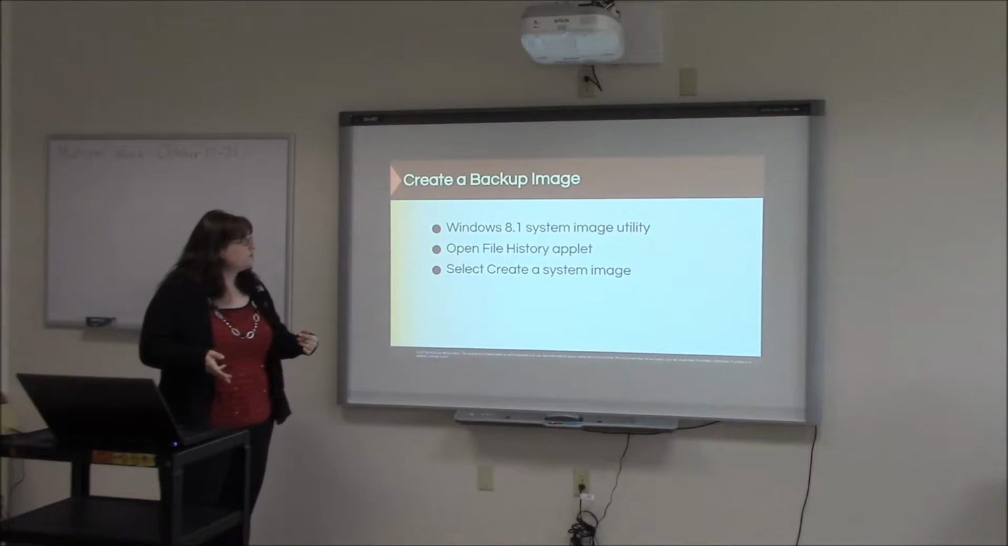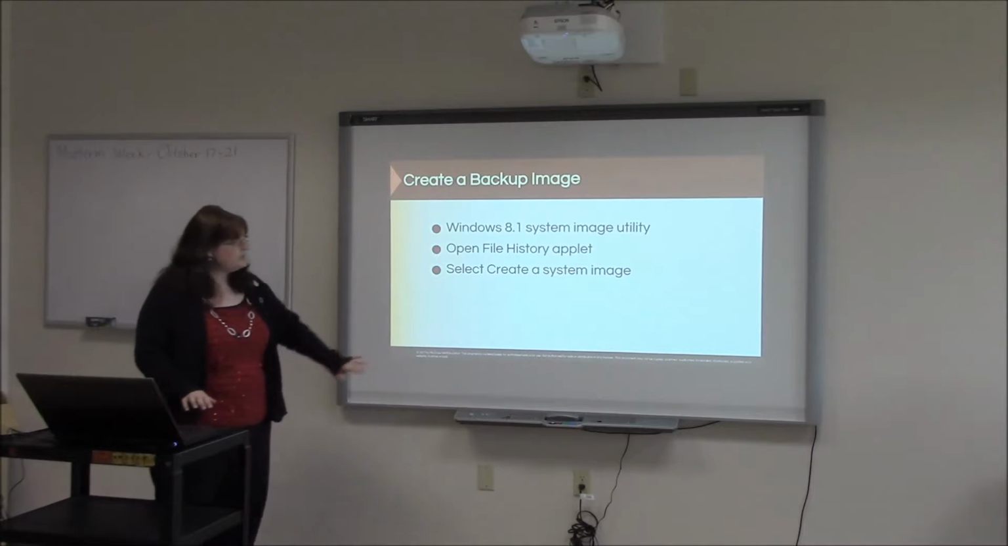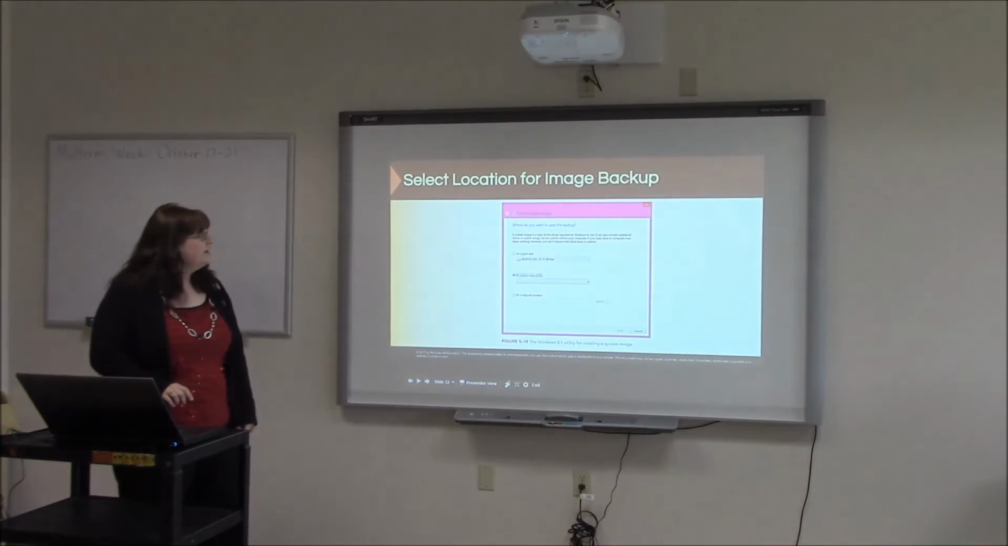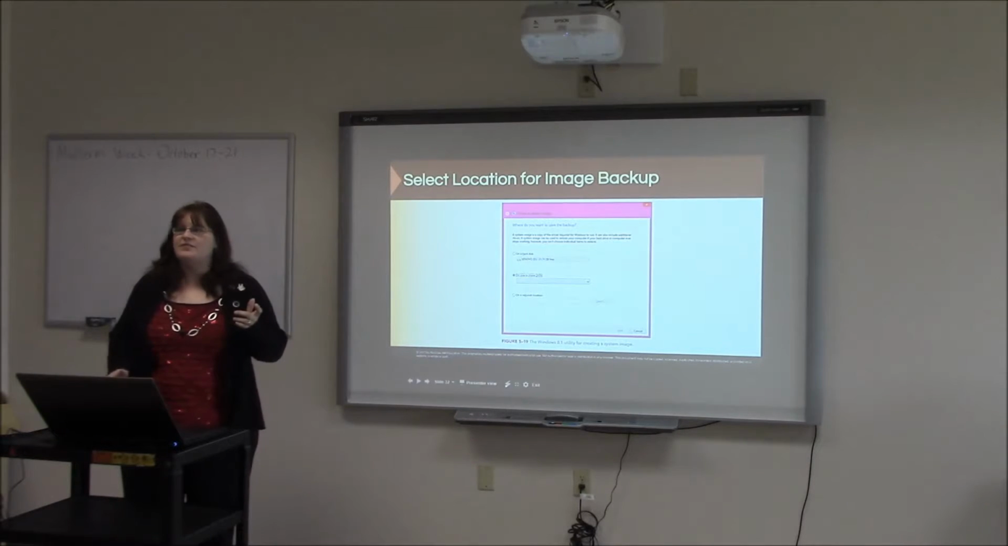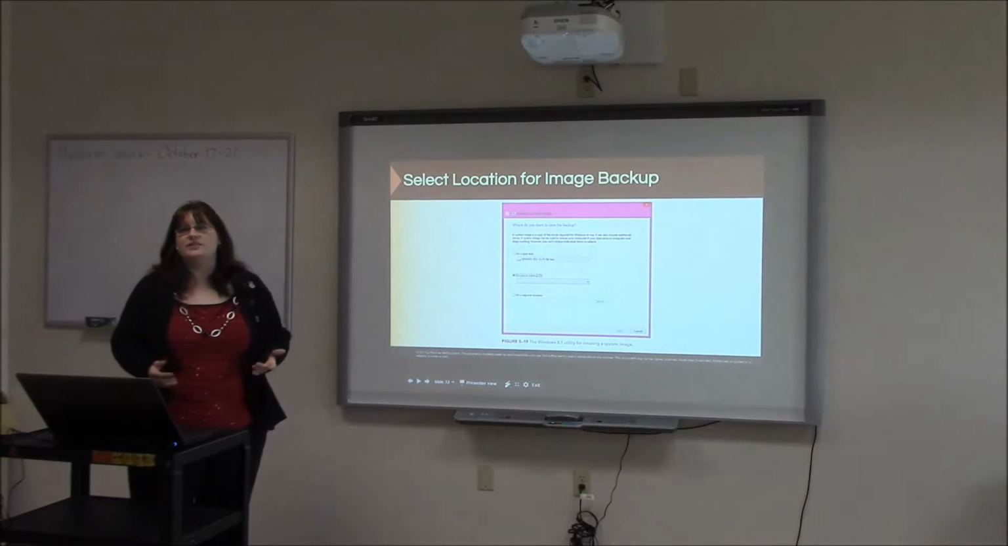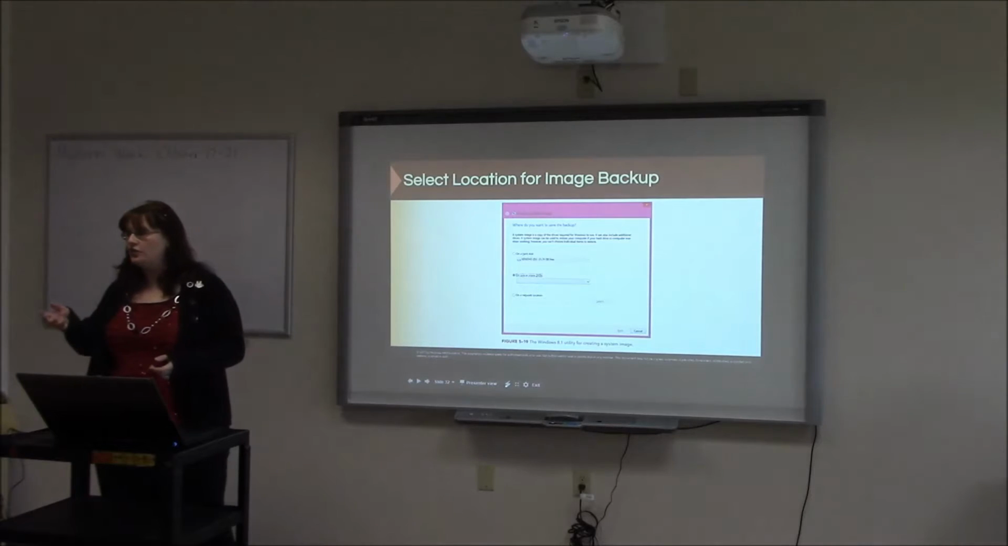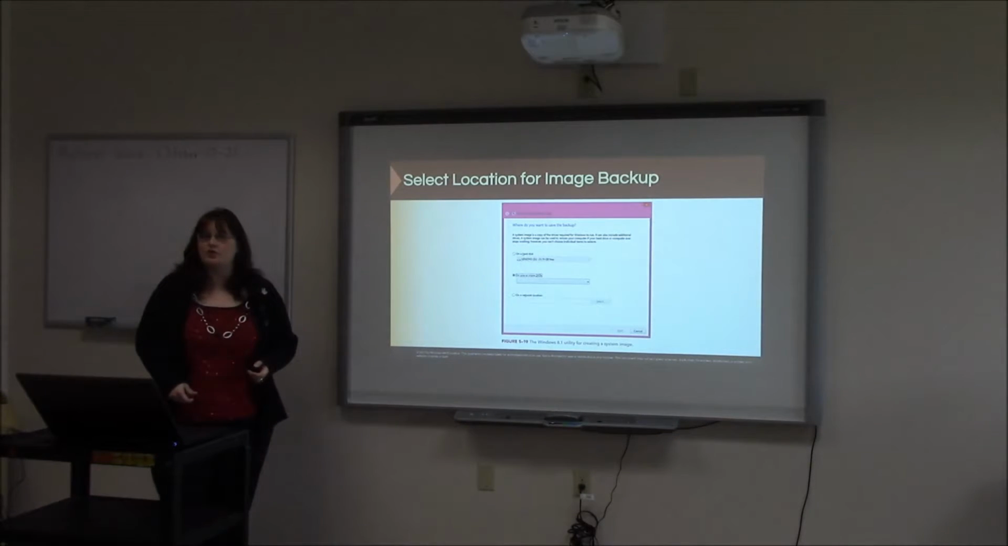You can use what's called the file history applet to make that system image. And this is what that looks like. So where do you want to save the backup? If you wanted to make system images every once in a while, or set it to do that, let's say once a month, and put it on an external hard drive, that would be a really good backup for a personal computer.